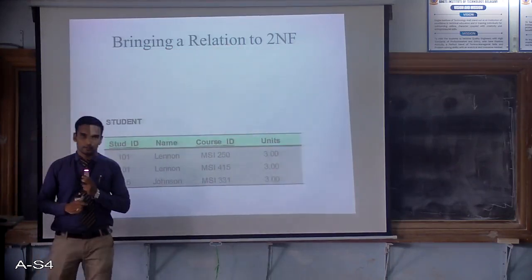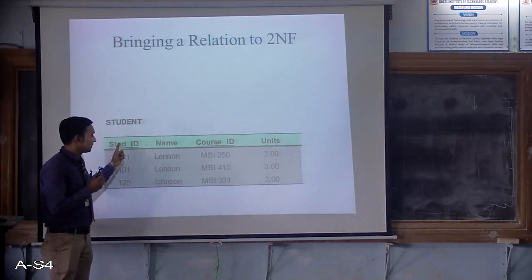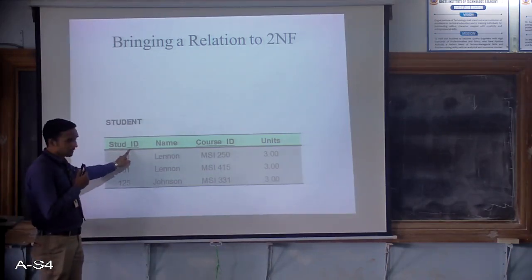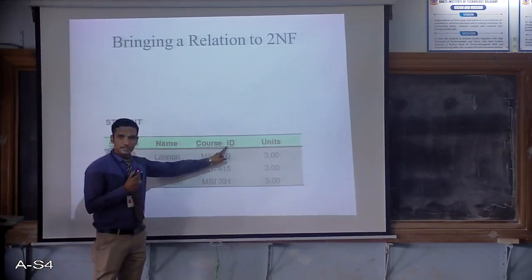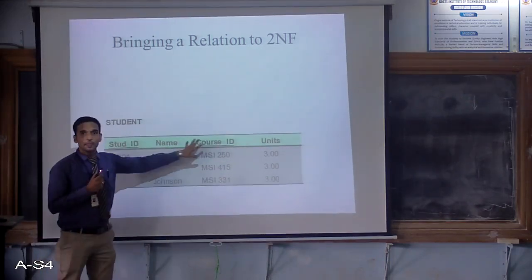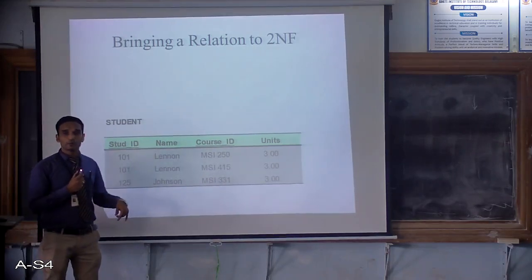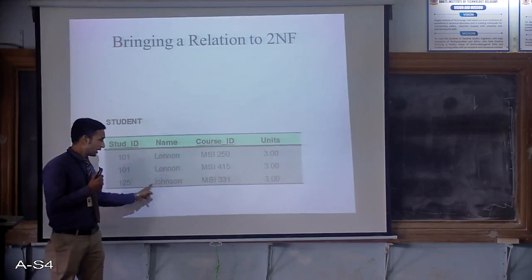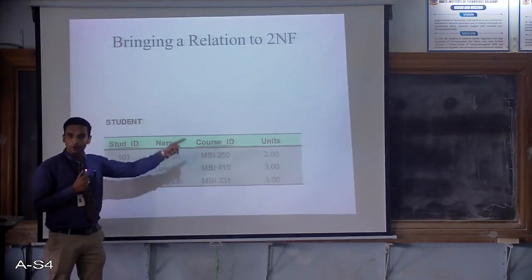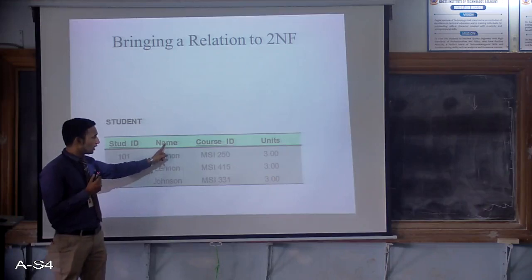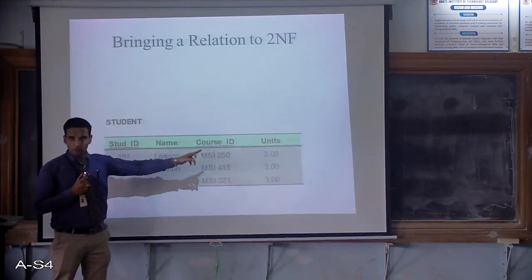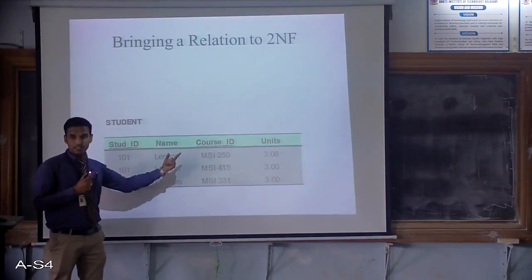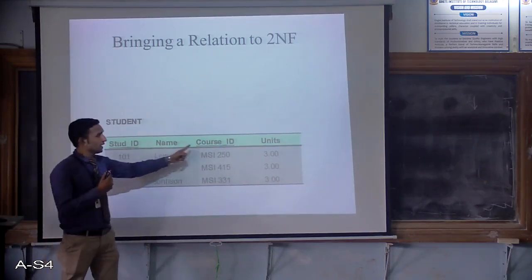Now look at this. Assume that there is a table by name student and course. So which are the key attributes here? Student ID, which is underlined, and course ID, which is underlined. So together they are key attributes. Now which are non-key attributes? Name and units. So if this table needs to be in second normal form, then all the non-key attributes, which are name and units, should be functionally dependent on the entire primary key. Now which is the entire primary key? Student ID and course ID.